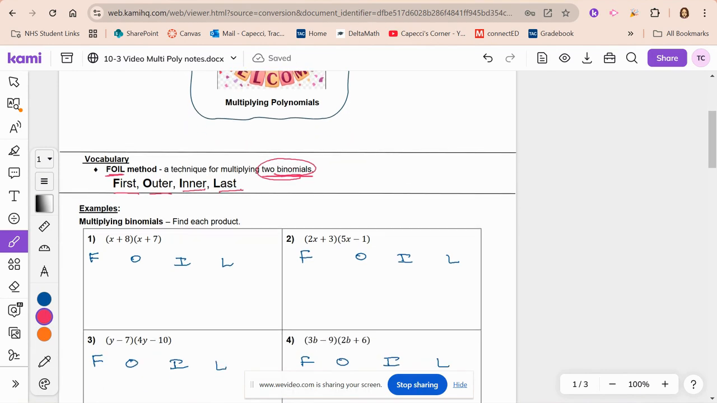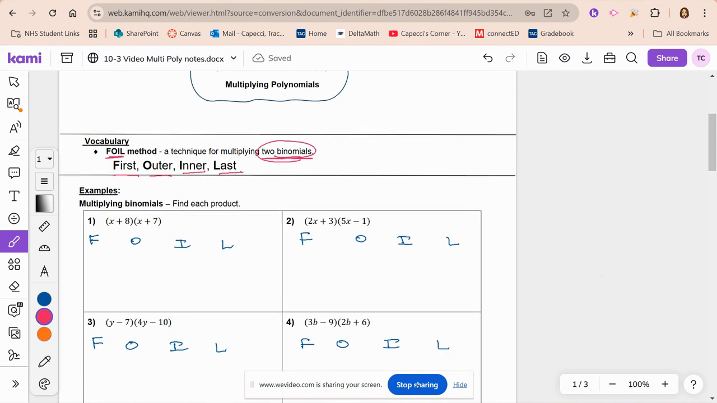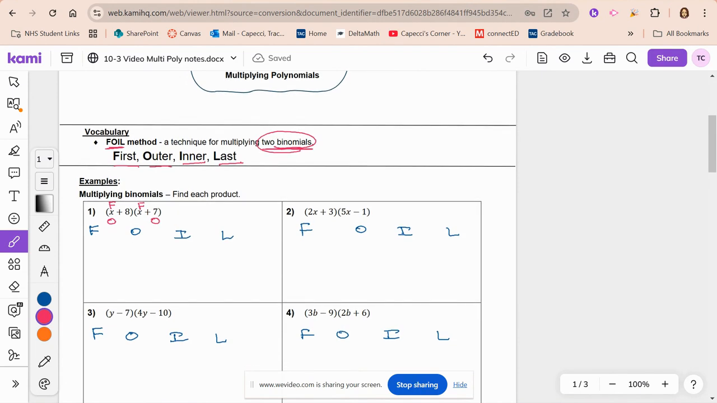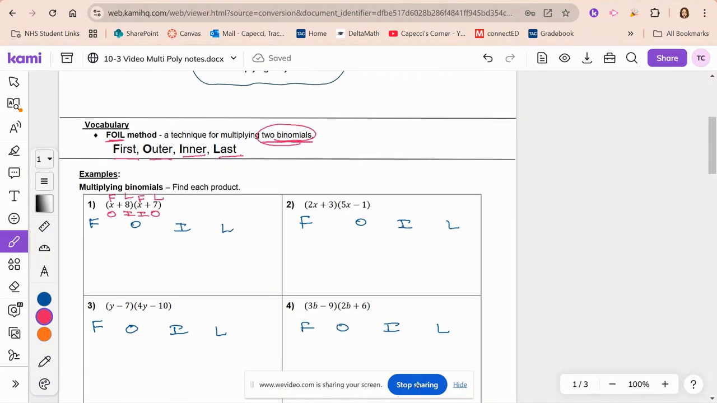Okay, so let's first take a look at number one. So when we're using FOIL, my first terms in each binomial are the first. That gets the F. My outside is my outside terms of the entire set of binomials. My inside is right there. And then my last is my last terms of each binomial.